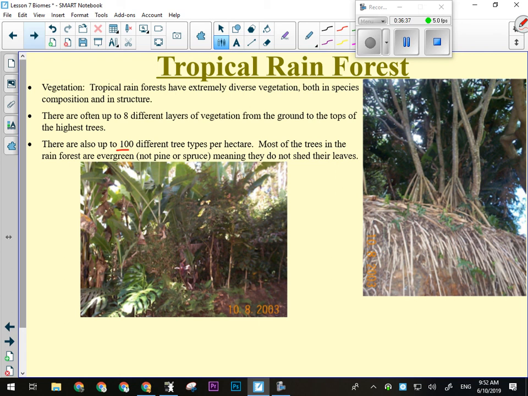The trees in the rainforest are evergreen, not evergreen like we have. They just don't lose their leaves. If you lose your leaves in the tropical rainforest, things will overgrow you. So you don't lose your leaves in the rainforest.